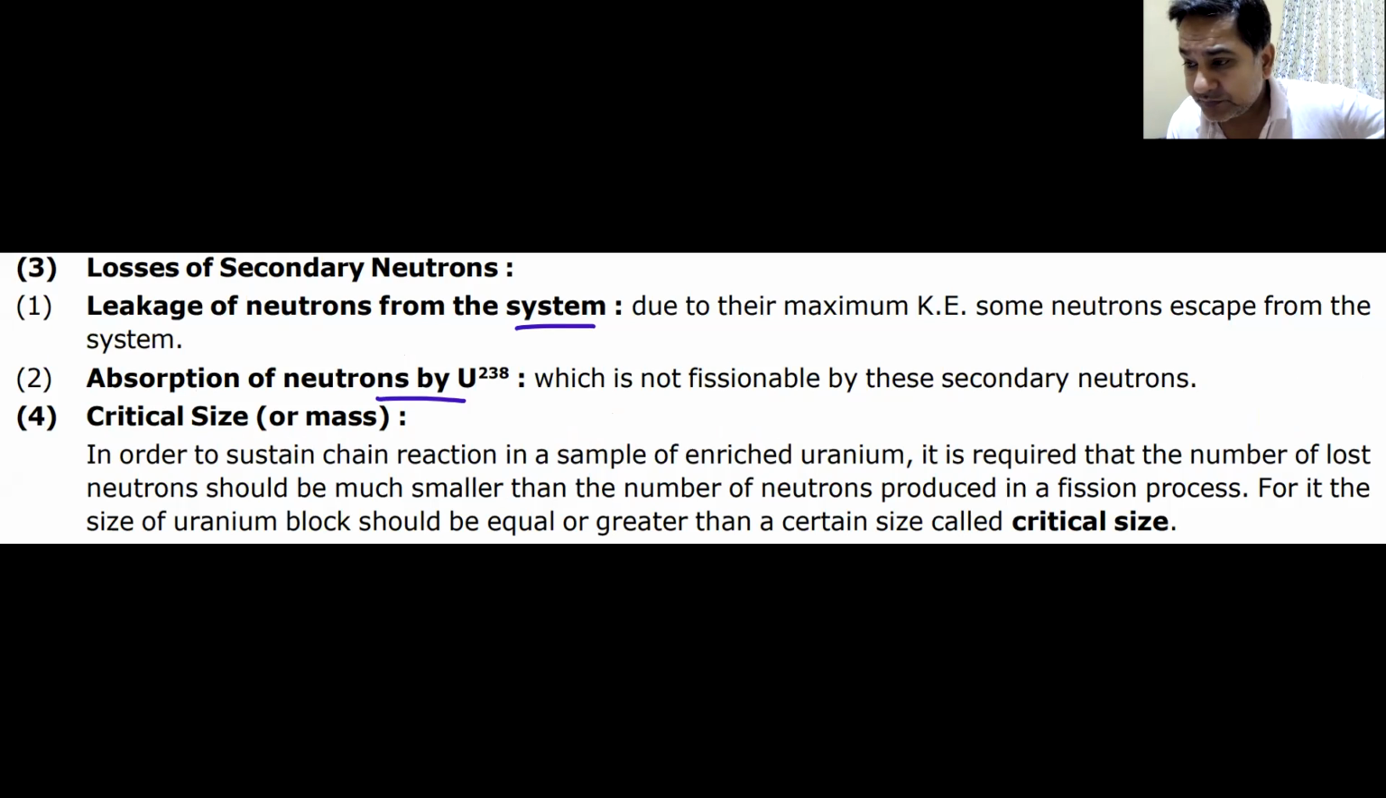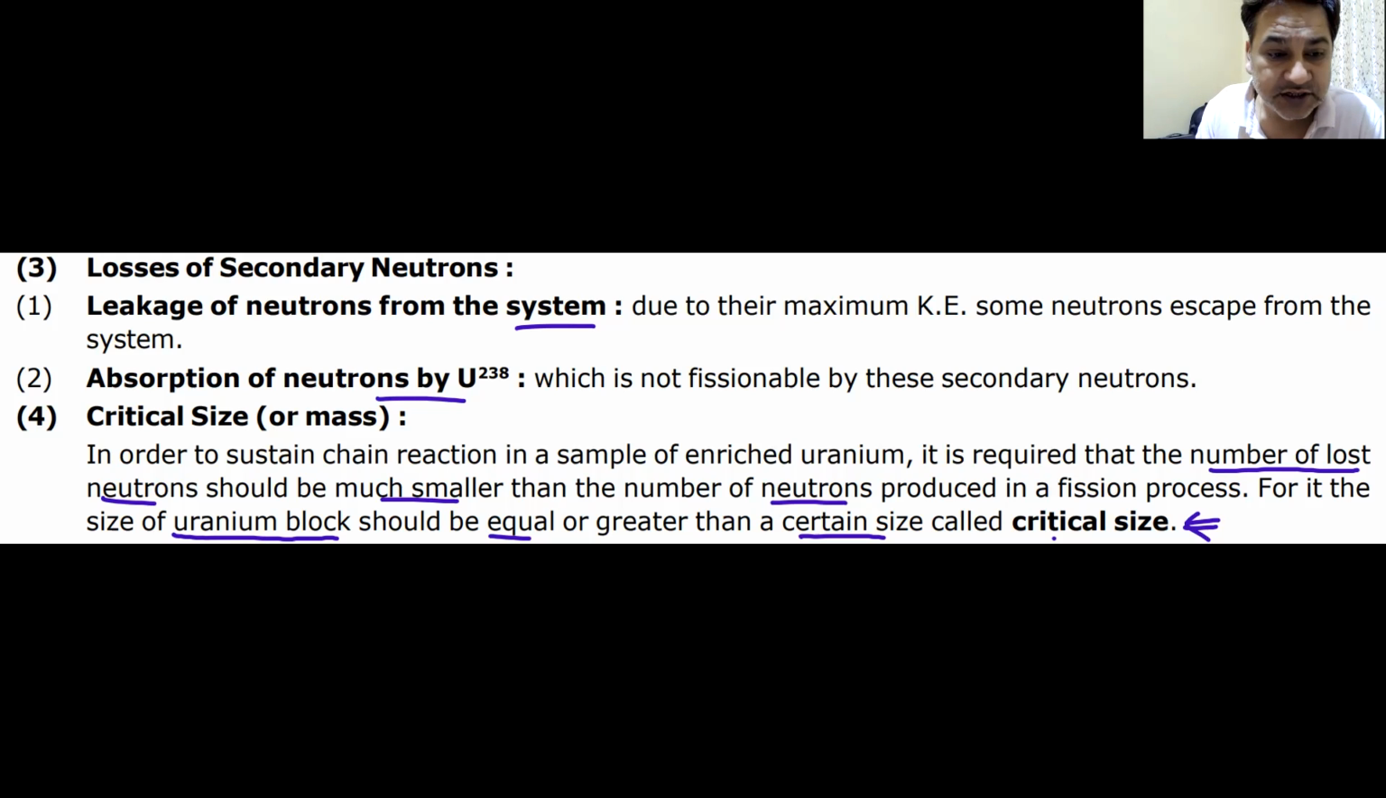Since some neutrons are lost, the number of lost neutrons should be much smaller than the number of neutrons which are produced. Therefore, the size of this block of uranium where this nuclear fission is happening should be equal to or greater than a certain minimum size. Because if the size is very small, you will not have fission happening, as we'll be losing a lot of neutrons. This size is known as the critical size. If the uranium block is less than this critical size, we will not have any nuclear fission reaction happening. Do we understand this?